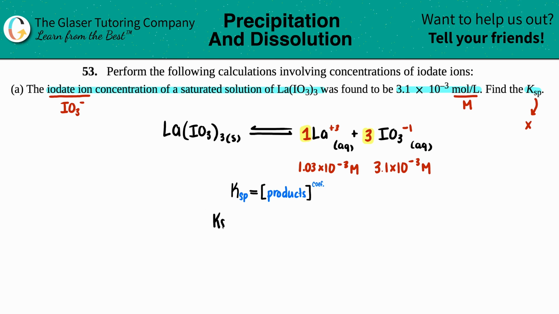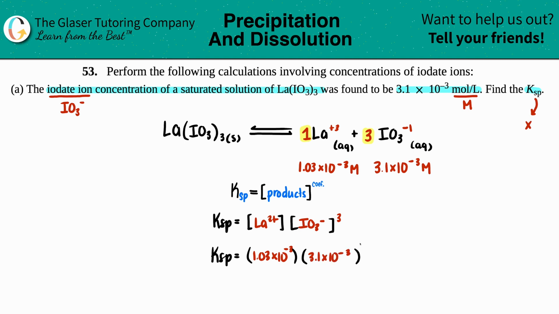So in our case, the KSP is going to be equal to the La3+ times the IO3 minus, but since I have 3 of these, I have to raise my iodate to the 3rd power. Now let's just plug in the values. KSP, which is what we're trying to solve for, equals 1.03 times 10 to the negative third times 3.1 times 10 to the negative third, and that's cubed.